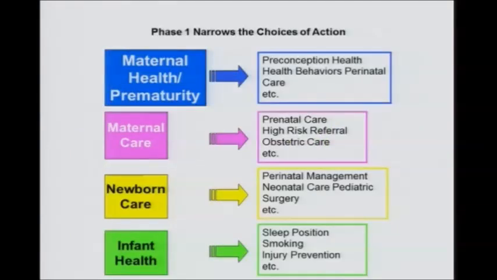And these are the kinds of things that in phase 2 of the analysis you would look further into to see what the risk factors are in your community within the maternal health prematurity component: preconception health, maternal care, newborn care, infant health, a lot of injury and SUID there.